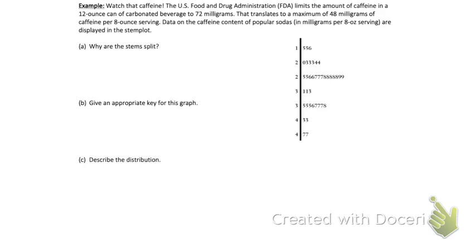They may have been called stem and leaf plots back in your day when you did them. Okay, so stem and leaf plot or stem plot. So this is a stem plot. This is about the U.S. Food and Drug Administration, which limits the amount of caffeine in a 12-ounce can of carbonated beverages to 72 milligrams. That translates to a maximum of 48 milligrams of caffeine per 8-ounce serving. Data on the caffeine content of popular sodas in milligrams per 8-ounce serving are displayed in the stem plot.